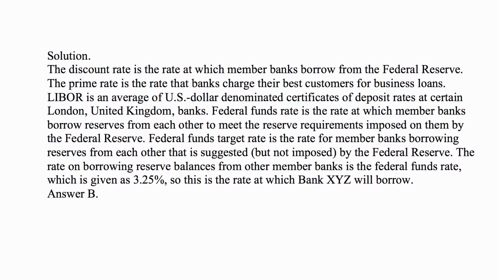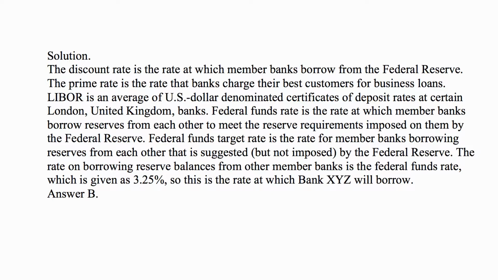The short answer is that you should know that the rate at which member banks that need reserves borrow from those who have excess reserves to meet the Federal Reserve requirement is called the federal funds rate. That's given as 3.25%, so that's the answer. But let's go over the choices that we have here.